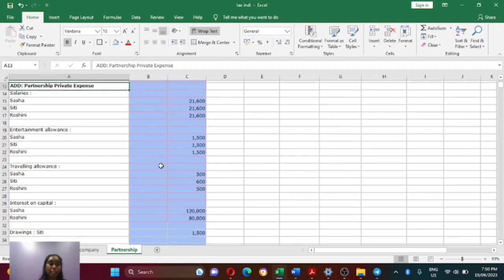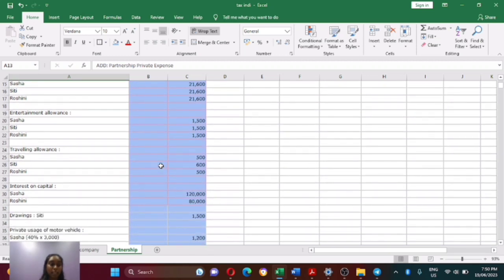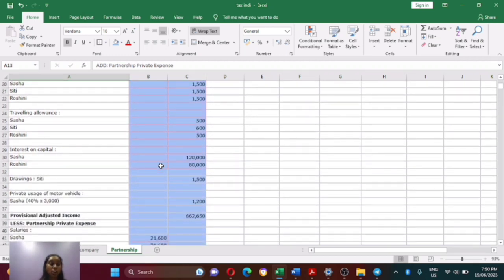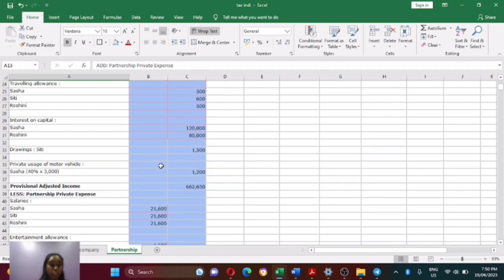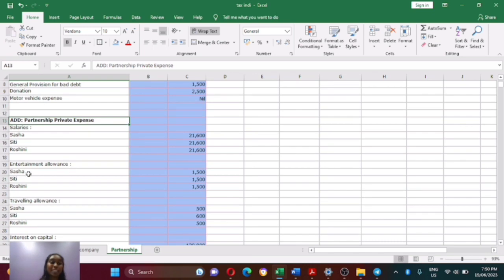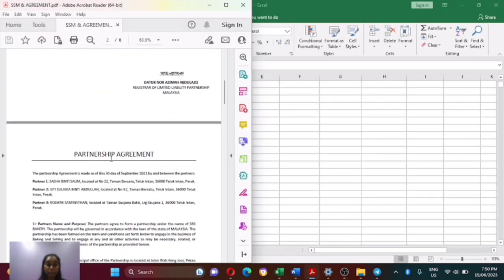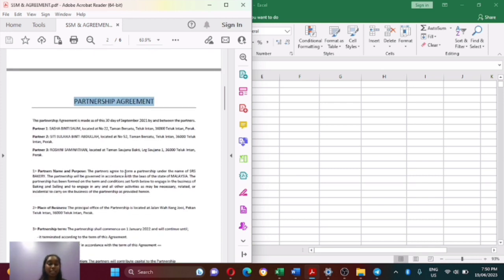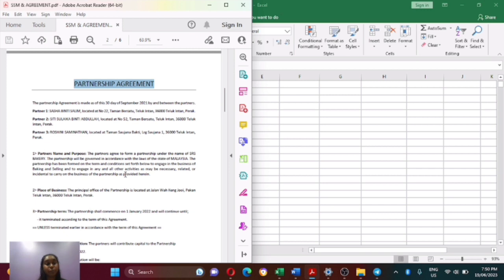The partnership private expense includes salaries, entertainment allowance, traveling allowance, interest on capital, drawings, private usage, and so on. I get all the information regarding the partnership private expense from the partnership agreement. So here is the partnership agreement, and I just give a small view of it, and I would like to explain the important things only.